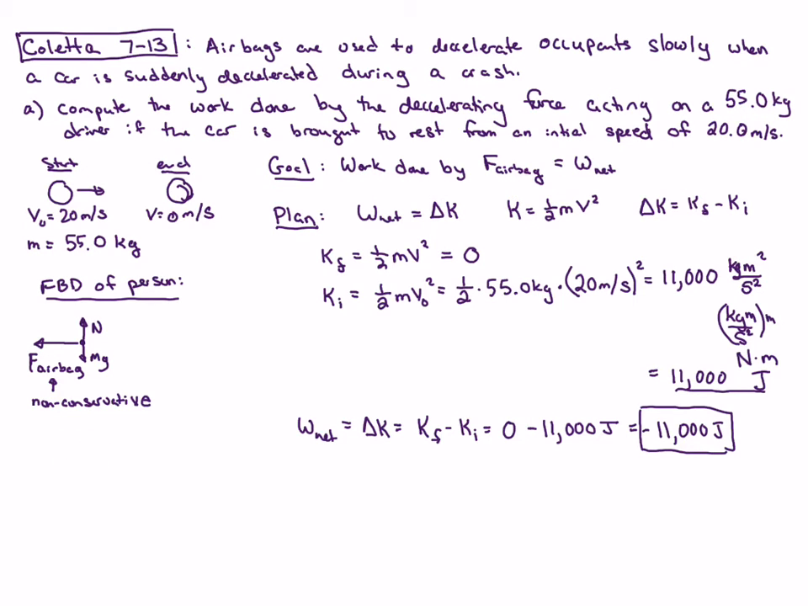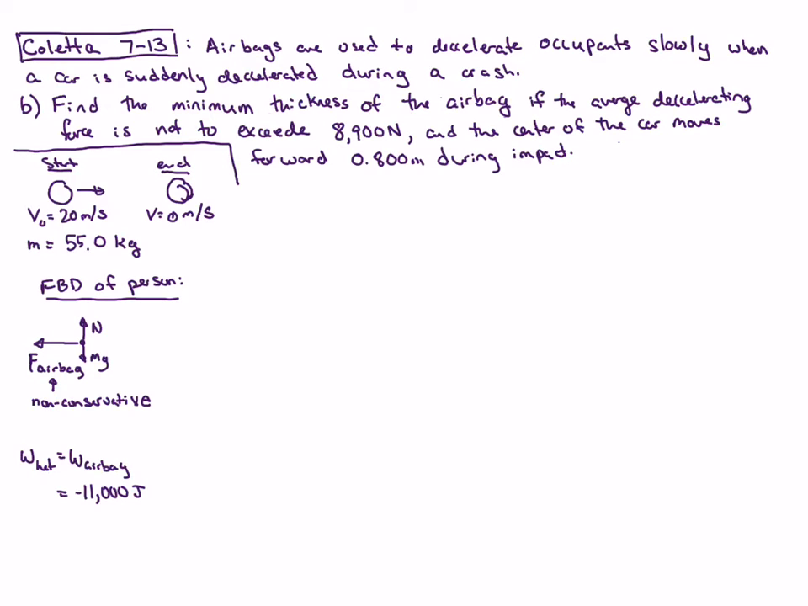All right, part B of this question is: find the minimum thickness of the airbag if the average decelerating force is not to exceed 8,900 newtons and the center of the car moves forward 0.800 meters during impact. Okay, so now we have a new problem where we still have all this information from before, but we have some new things to add. So I'm going to add these to my picture, and I'm actually going to draw a little bit more detailed picture. It's just part B that makes this a starred problem because it's got one little wrinkle that makes it difficult. So see if you can think of that wrinkle and add this information in.